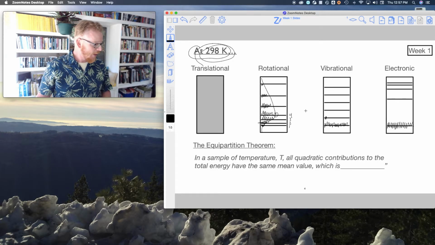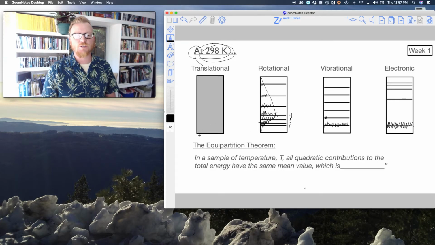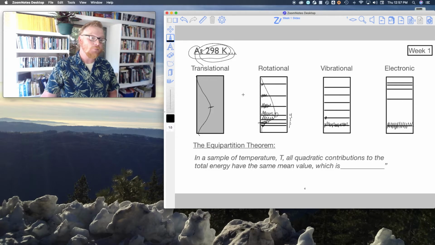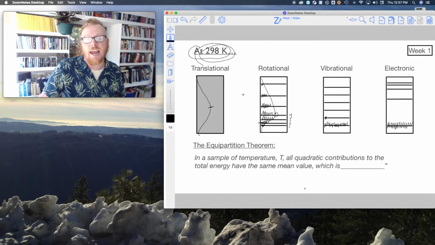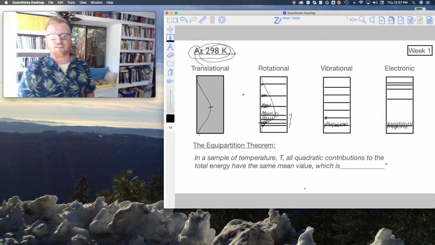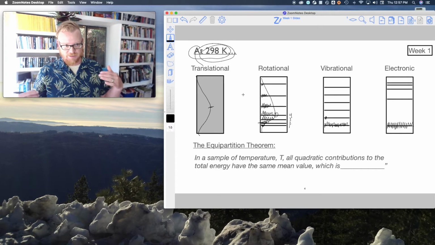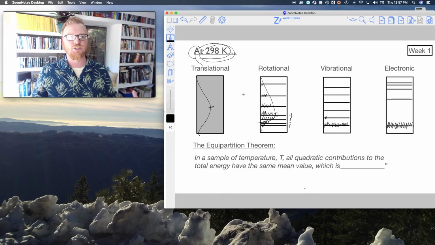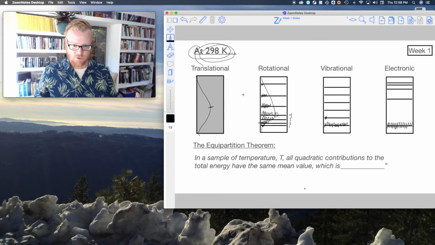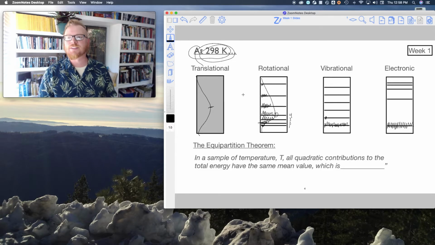Okay. And then with the translations, we also expect some type of distribution, right, where there is going to be some maximum populated state, which would correspond to the most probable speed that the molecule's traveling. And we're going to take these kind of sloppy diagrams that I'm making and turn these into actual graphs of the distribution of populations of states. Okay. And so now this gets us to the equipartition theorem.